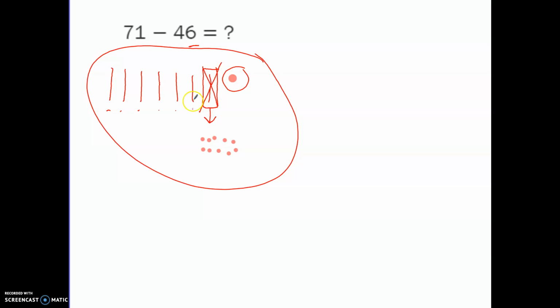So now I can take away my 6 ones. So I'm going to take away this one. There's 1, 2, 3, 4, 5, 6. I've taken away my 6 ones, and I'm going to take away 4 more 10s. 1, 2, 3, 4. So I have to think about what this leaves me. It leaves me 2 10s and 5 ones. So 71 minus 46 is 25.